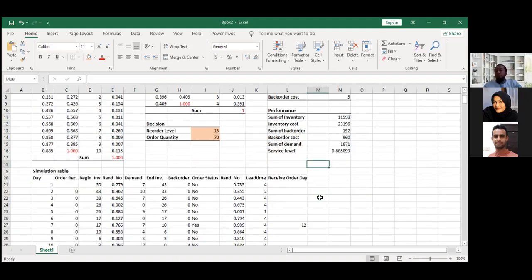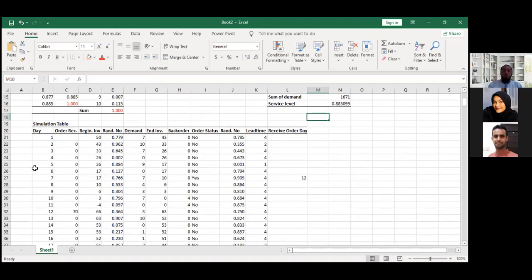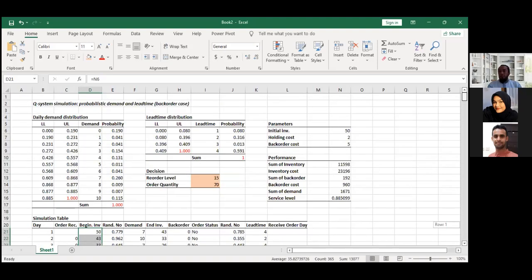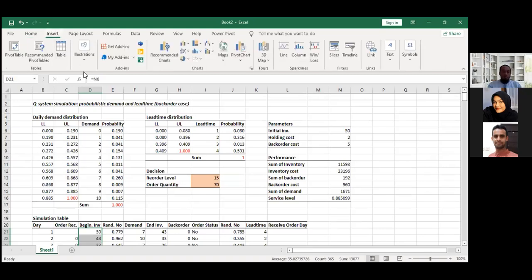Then we can try to draw the graph in order to prove. Theoretically, we already know the graph of the queue system. So now we can try to prove it based on the beginning inventory. I insert this one chart.